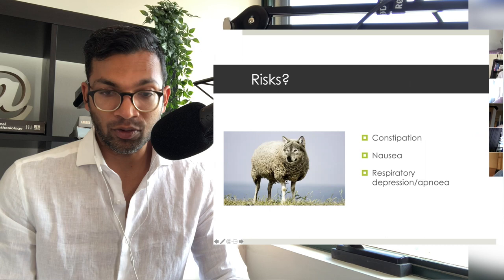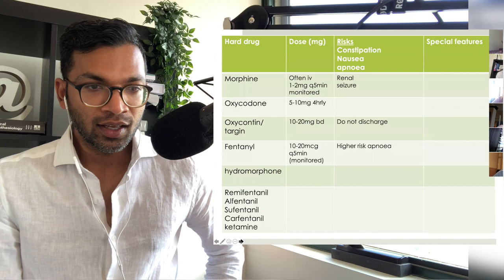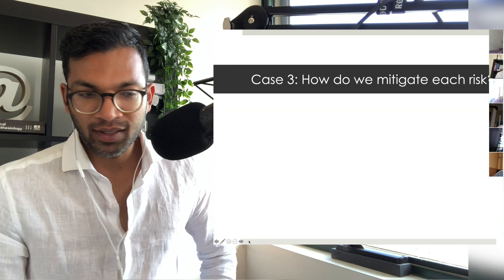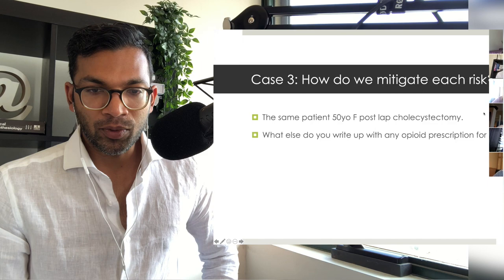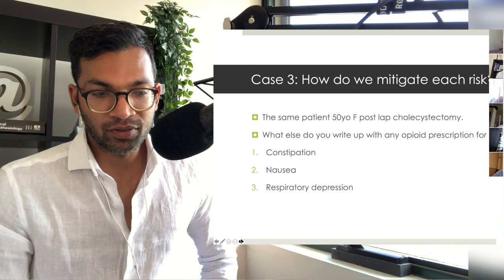So if you've got these known risks, these common risks that happen with most of the opioids you'll be prescribing, what do you do? How do you mitigate each risk? Actually, we'll just go straight into it. Same patient, what else do you write up with any opioid prescription? Look, obviously this is pretty common sense stuff. Constipation is laxatives in appearance. Nausea is anti-emetics. And then respiratory depression is a whole bunch of other stuff, which I'll tell you about.